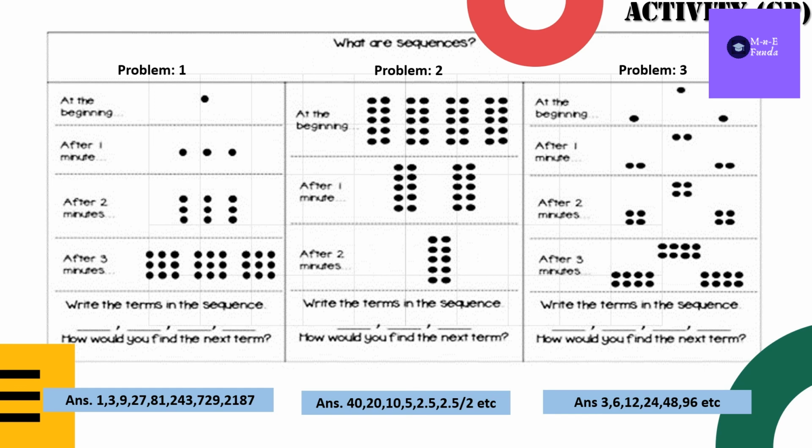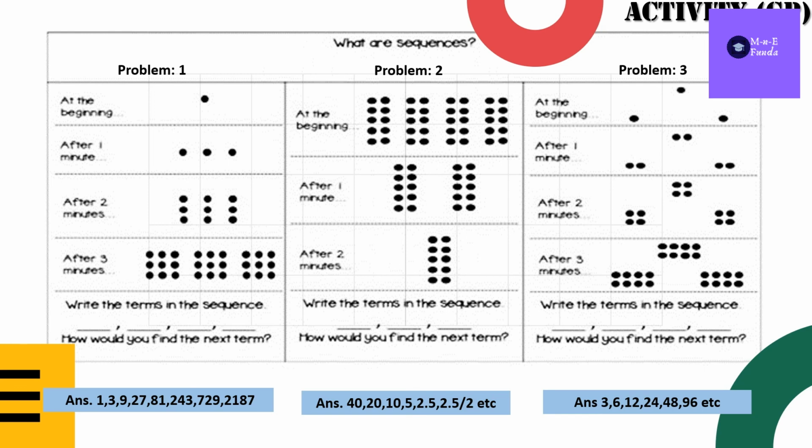Now observe problem number 2. In the beginning, it was 40 dots. After 1 minute, it is now 20 dots. And after 2 minutes, it is now 10 dots. So the terms will be like this: 40, 20, 10, like this. It also maintains a GP series, and here the constant common ratio is 20/40, that is half, 1/2.